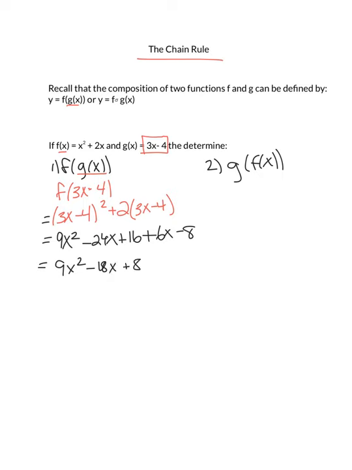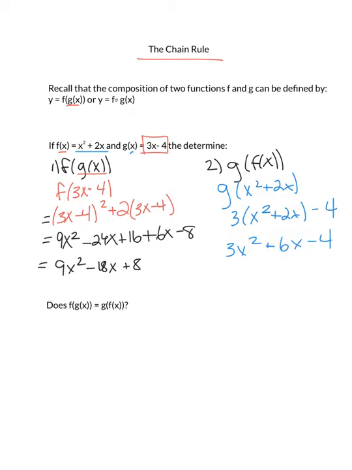In the second example, it is the exact opposite. So this time, I'm going to be plugging my f of x, so my x squared plus 2x, into my g of x function. So g of x squared plus 2x. So that is going to equal 3 times (x squared plus 2x) minus 4. So 3x squared plus 6x minus 4.